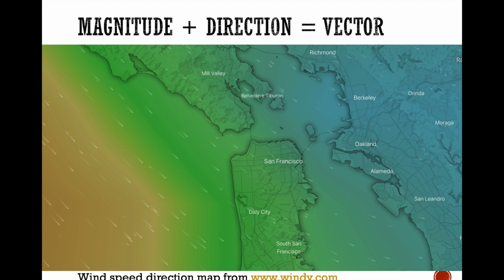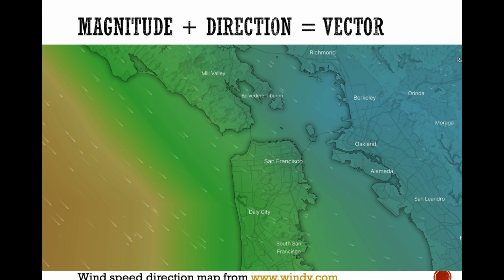This is a wind speed direction map from windy.com, and it's a map of the San Francisco Bay Area. And so first of all, the colors represent the speed of the wind in different places. So over here on the left, we get this orangish color, which is actually the color for a higher speed. And as we get into the cooler colors here, the green and then the blue, those are lower wind speeds. Okay, so the color is an indication of the magnitude of the wind speed.